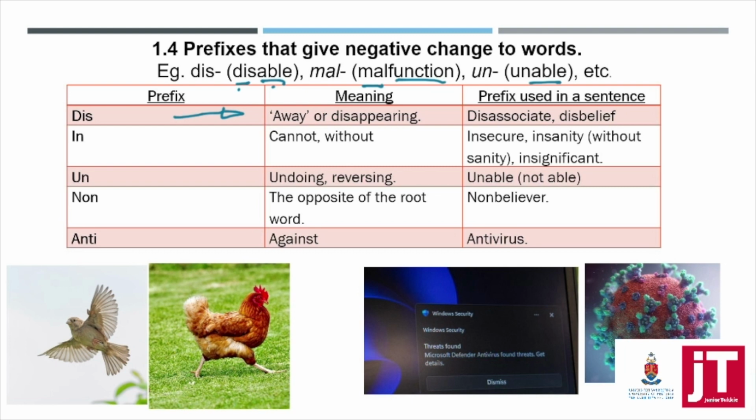For example, insecure. I once had security, now I do not. I am without it. Insanity: I once was sane and then I went into teaching and now I suffer from insanity.